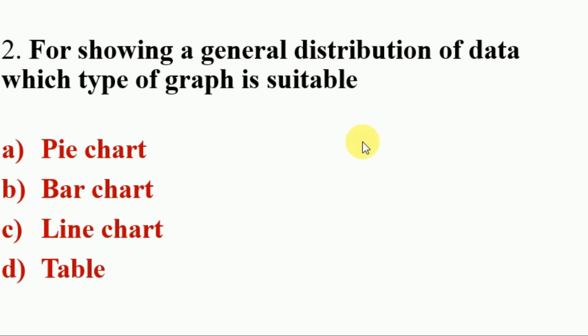Next question. For showing a general distribution of data, which type of graph is suitable? Options A. Pie chart, B. Bar chart, C. Line chart, D. Table. Answer is A. Pie chart. So pie chart is the suitable graph for showing general distribution of data.